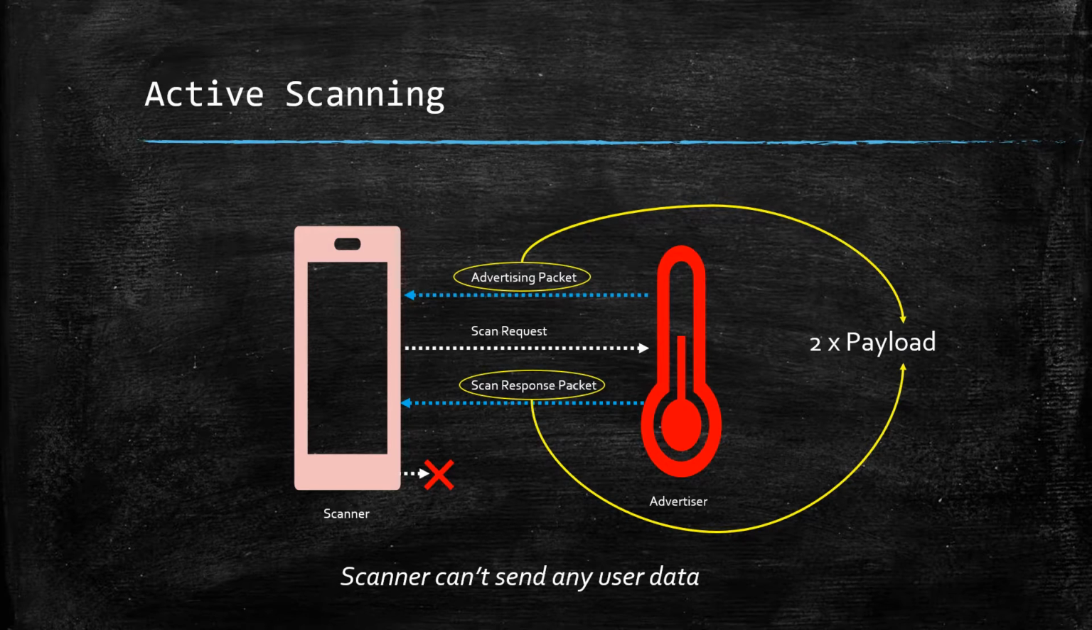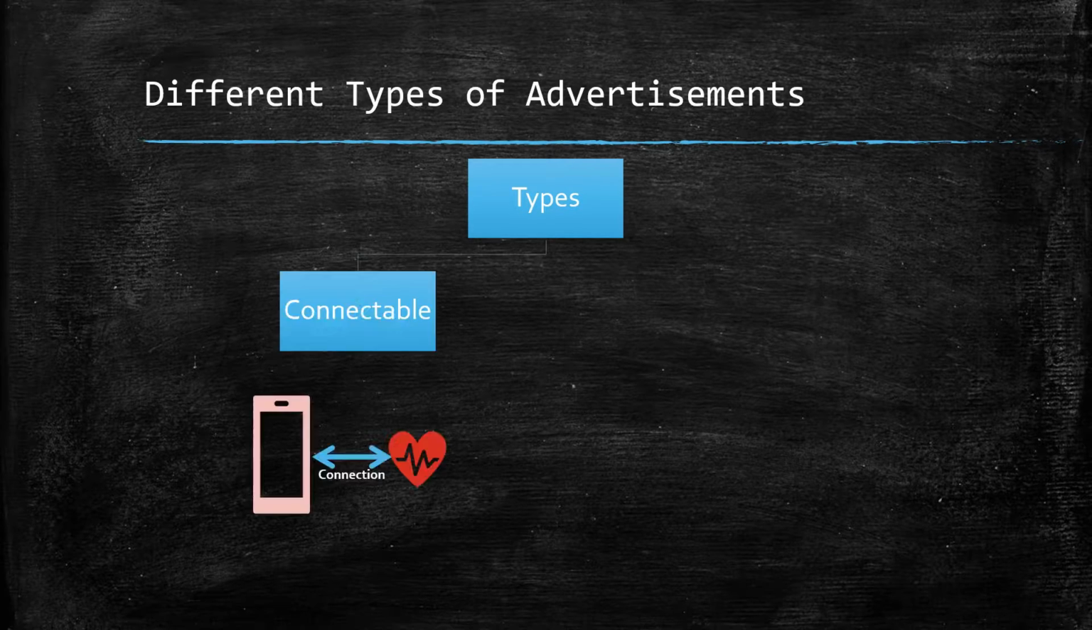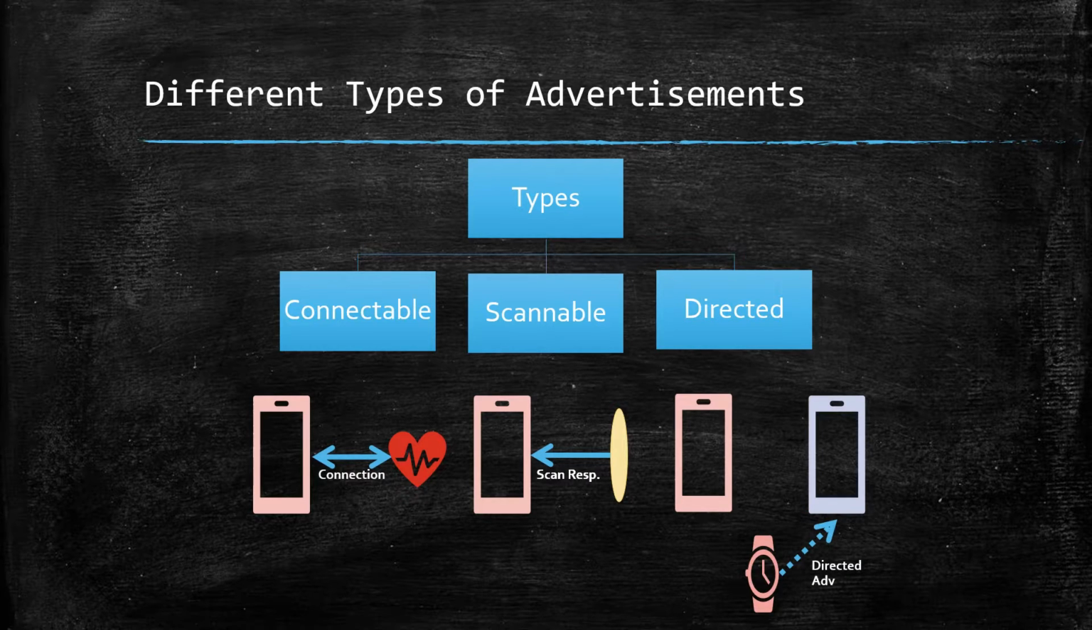Now, there are different types of advertising packets, and they can be classified based on three criteria. The first one is whether the packet allows establishment of connections. The second is whether it allows a scan request. And finally, whether it is directed towards a particular device or not.